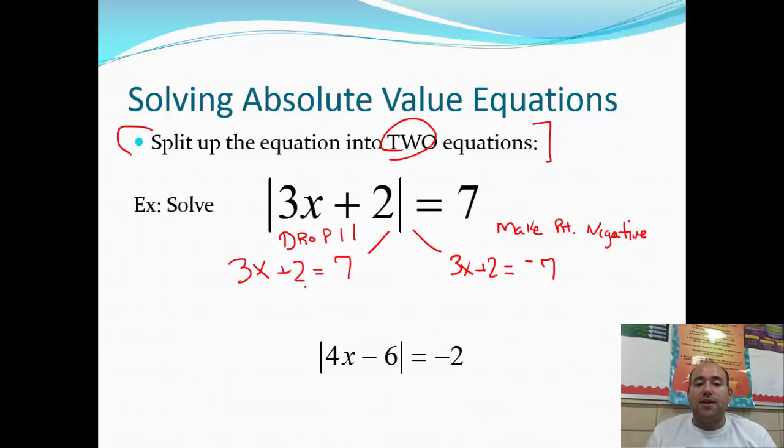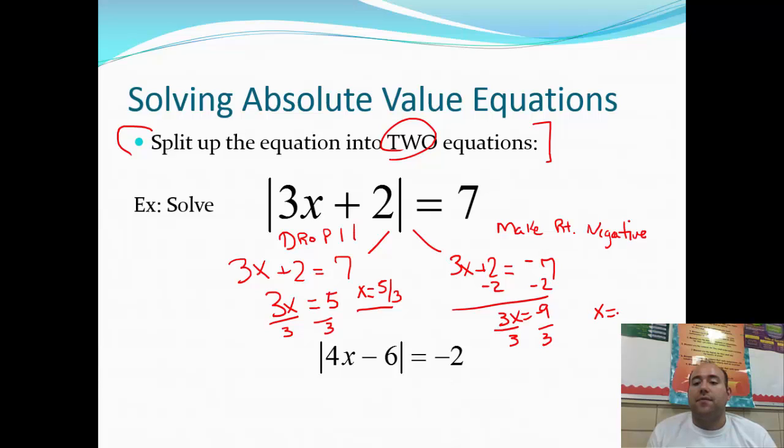Now we can solve each of these equations independent of each other. Divide both sides by 3. So one answer is x is 5/3. We'll go over to the other side. Divide by 3. x is negative 3. So there are actually two values that make this equation work: positive 5/3 and negative 3.